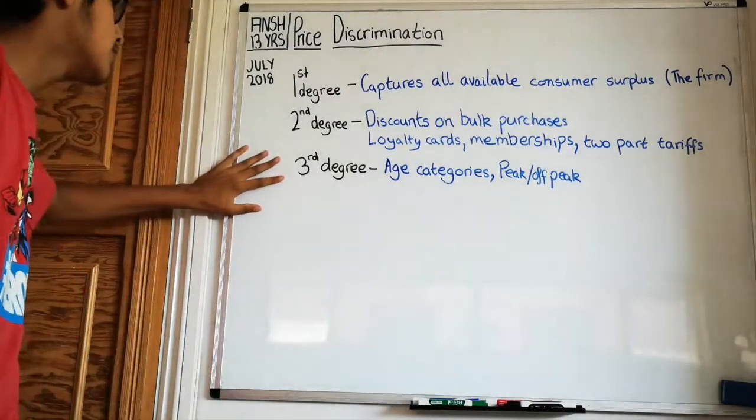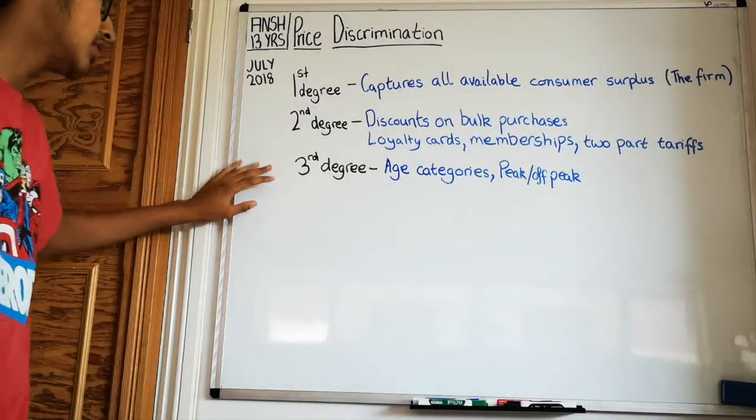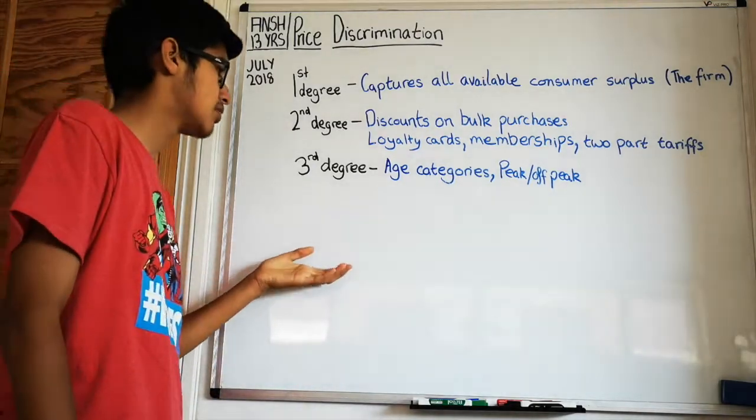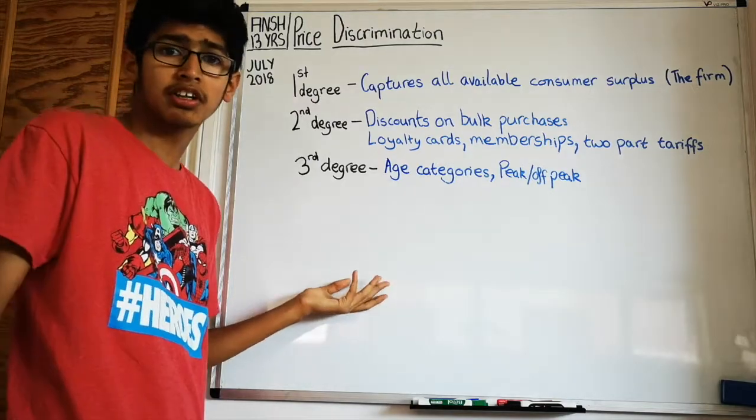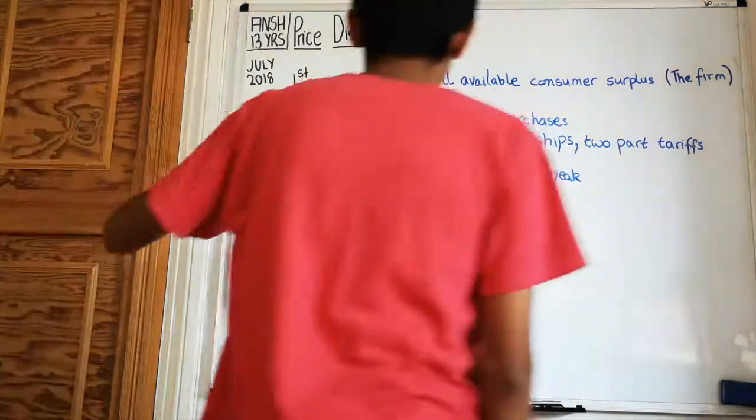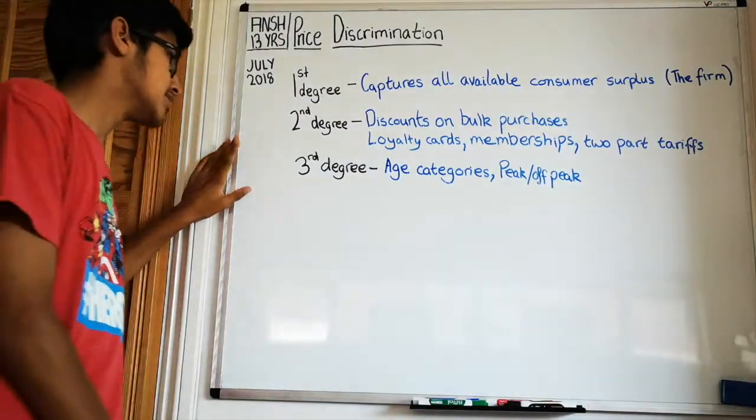Another example of third-degree price discrimination is Microsoft Office for students and Microsoft Office for regular users, and students get a discount in this case because of their more elastic demand.